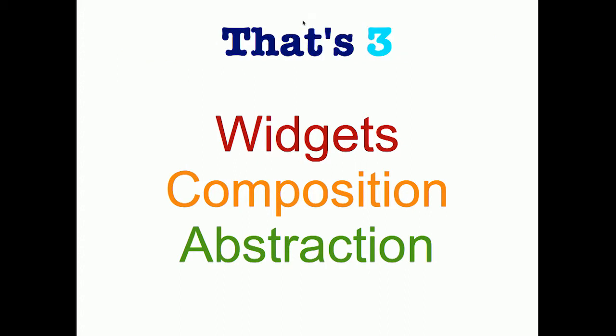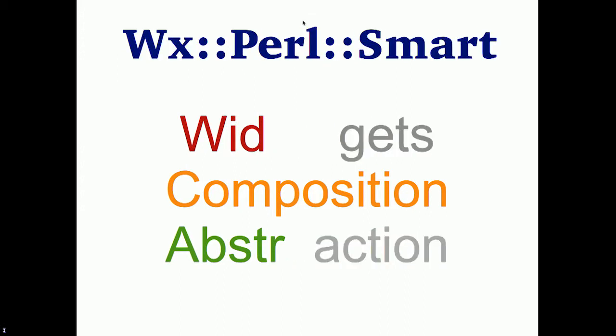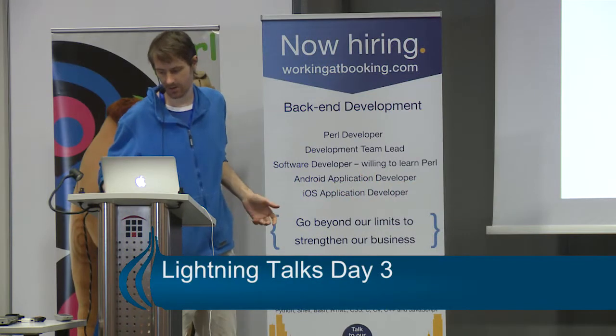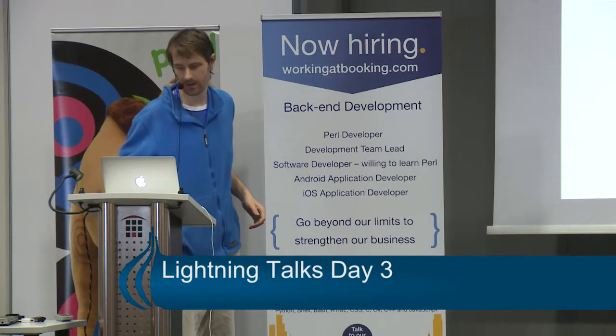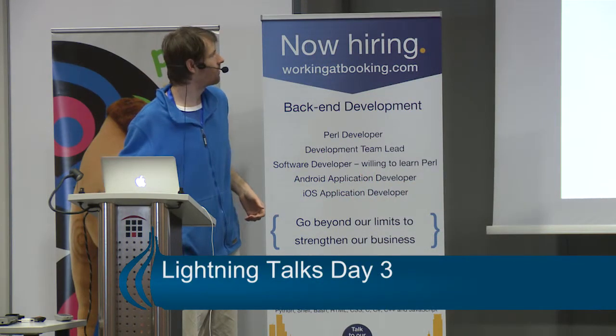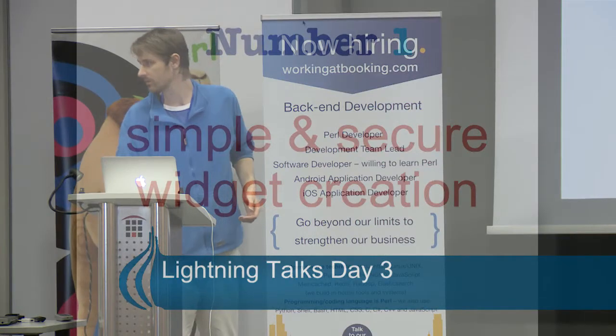It has like three layers. It has one widget layer. I have a little bit smarter widgets which can do a little bit more and help you prevent errors. It has a composition layer, which helps you even with things like abstraction, which means localization and things like that. Of course, I can't go through all that because it's a lightning talk.